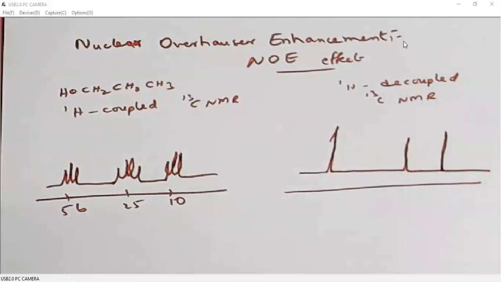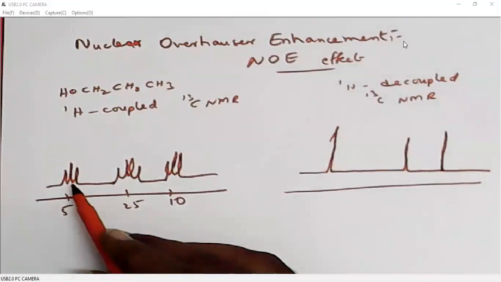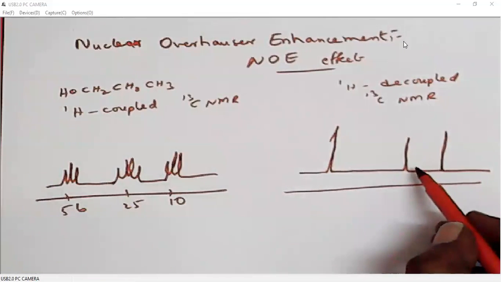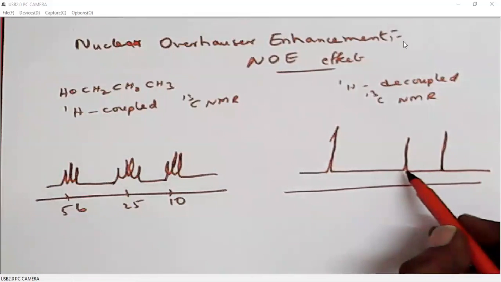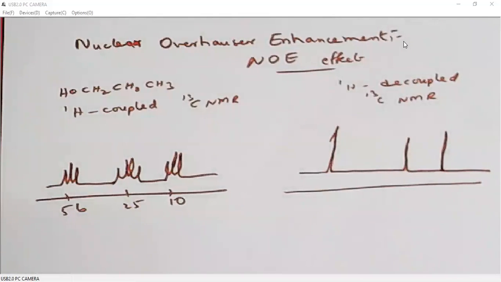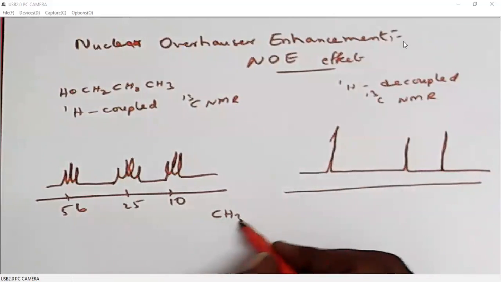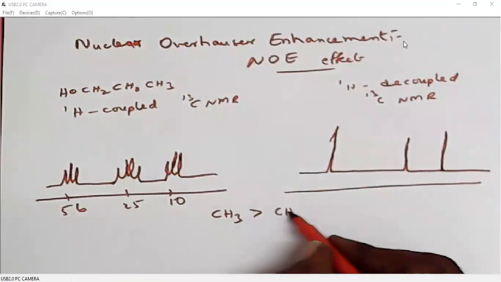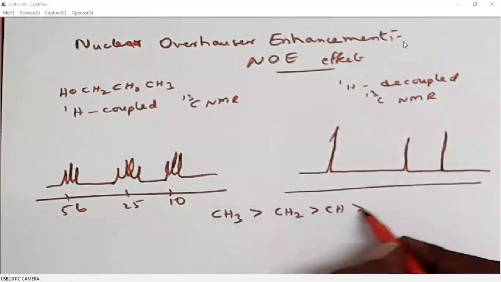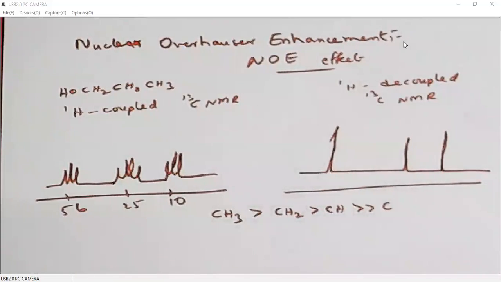Why? See, in this proton coupled spectrum, the intensities of the peaks are very small, whereas in the proton decoupled C13 NMR, the peaks have very high intensity. This is due to nuclear Overhauser enhancement. The enhancement is greater for CH3 than CH2, which in turn is greater than CH, and we don't observe any enhancement for quaternary carbon.